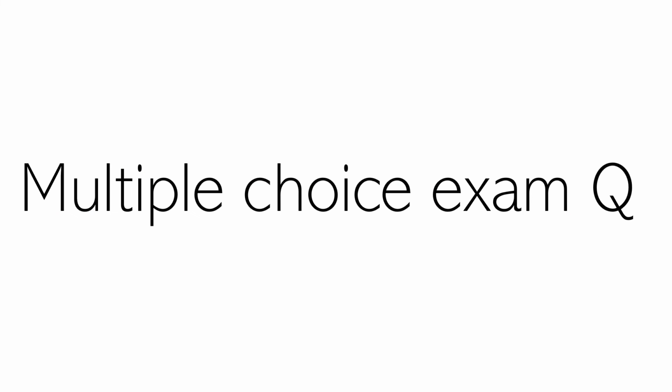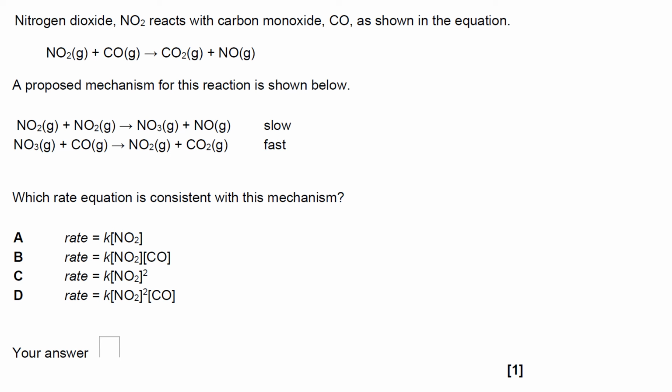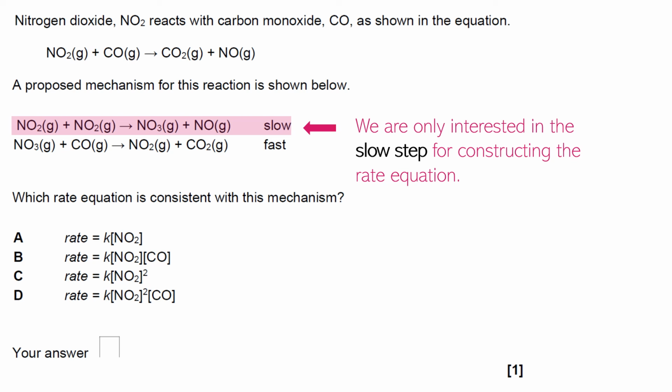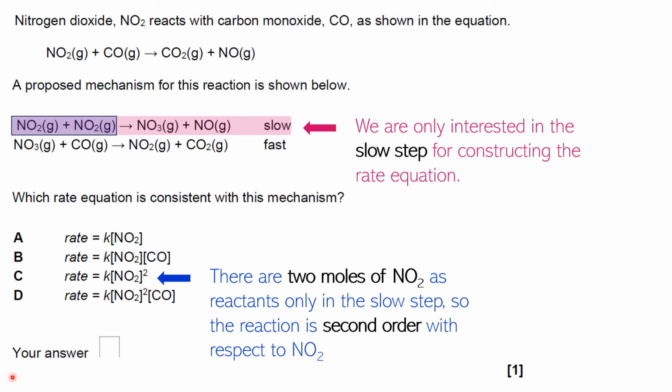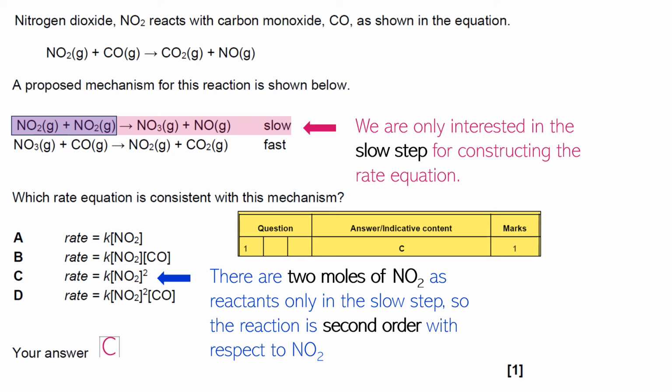So let's have a look at a typical multiple choice exam question. So they're proposing a mechanism for this reaction, and obviously we're only interested in the slow step because that's for constructing the rate equation, because they wanted to choose an appropriate answer for the rate equation. So if you look in the slow step, you have 2 moles of NO2 gas in the reactant side. So therefore, the rate equation you're going to choose is rate equals k times the concentration of NO2 raised to the power of 2, because there's 2 moles of it in the slow step, which is the rate determining step for this overall reaction up here. So just checking the mark scheme, and we can see that the answer was indeed C.